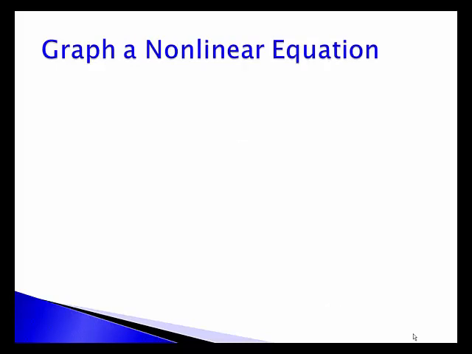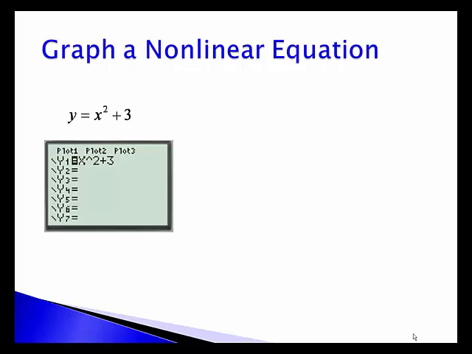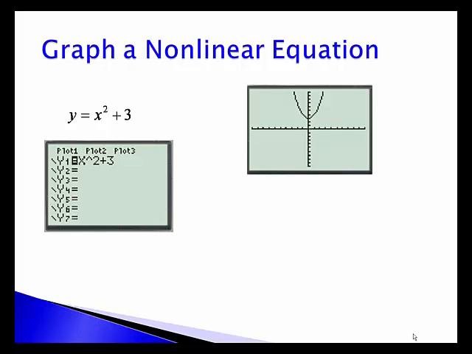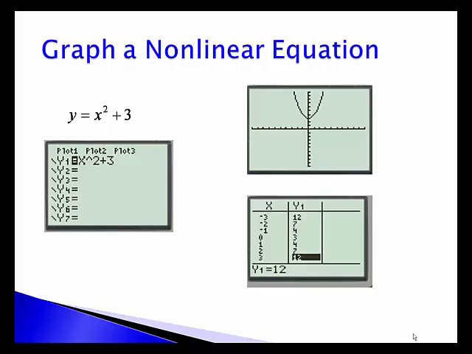Let's now graph another nonlinear equation. This time we'll graph y is equal to x squared plus 3. Your keystrokes are y equal to get you to the y1 line, and then x, and let me remind you, to raise something to a power you use the caret. It's underneath the clear key on your calculator. So x raised to the second power plus 3. When you graph, this is what you should see, and this time your table should look like this. Notice once again I've scrolled so that I can see some negative numbers and some positive numbers and 0 in the center.